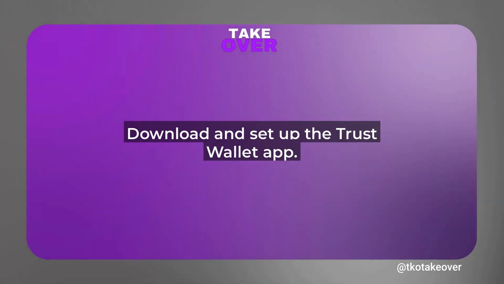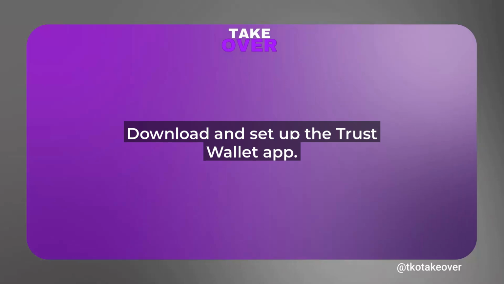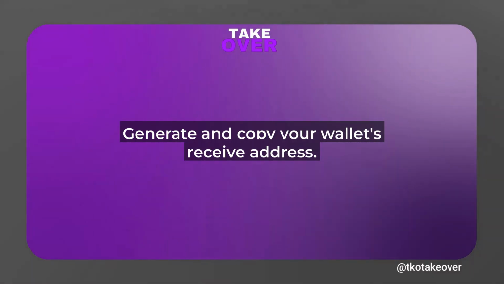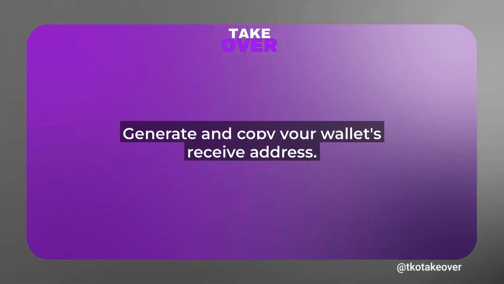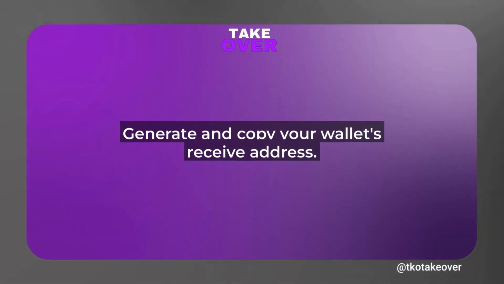First things first, make sure you have the Trust Wallet app downloaded on your phone. It's available for both iOS and Android, and it's free. Once installed, create or log into your account. You'll need to set up a wallet for the specific cryptocurrency you want, like Bitcoin or Ethereum.